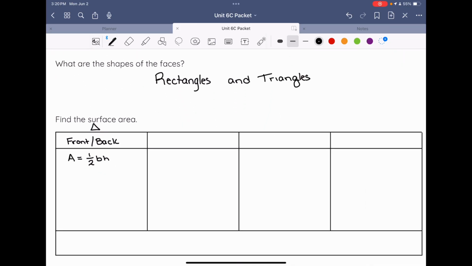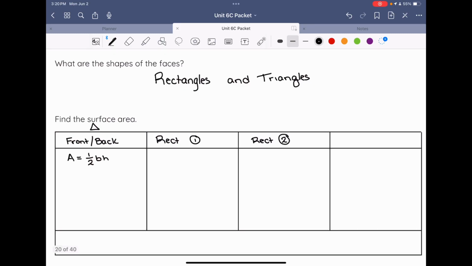computed separately. So I'm going to have rectangle 1, rectangle 2, and rectangle 3. And all rectangles have the same formula, area equals length times width.